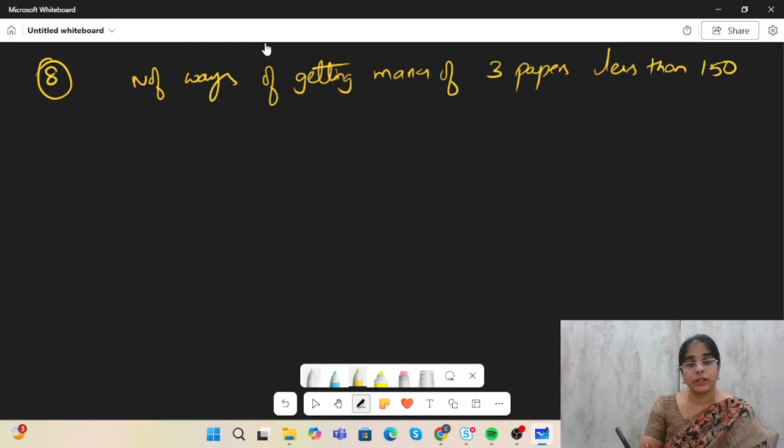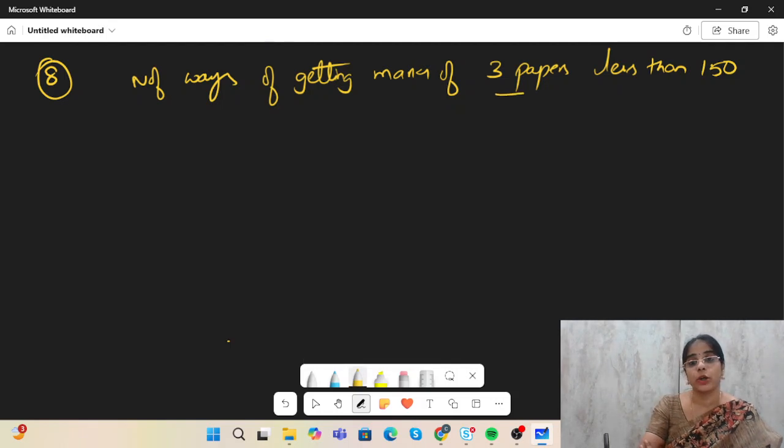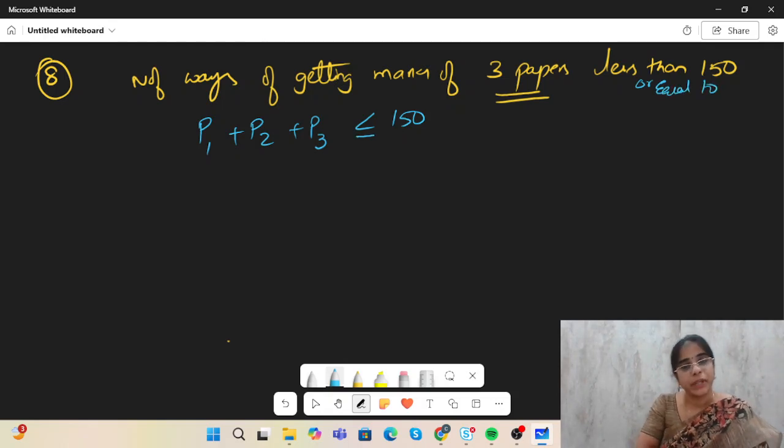Right. My next question is, find the number of ways of getting my marks of 3 papers less than 150. So I have written 3 papers and my marks are to be less than 150. How do I frame it? Paper 1 marks plus paper 2 marks plus paper 3 marks to be less than 150. Is it less than or equal to? Yeah, less than or equal to 150. So I am considering P1 plus P2 plus P3 is less than or equal to 150.